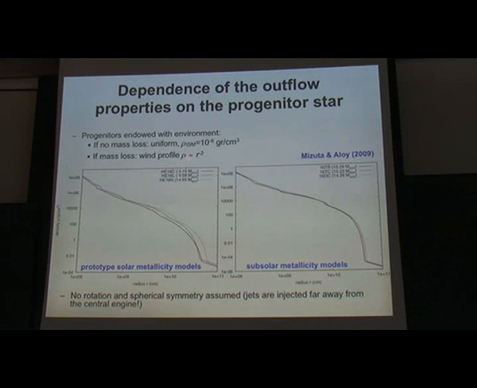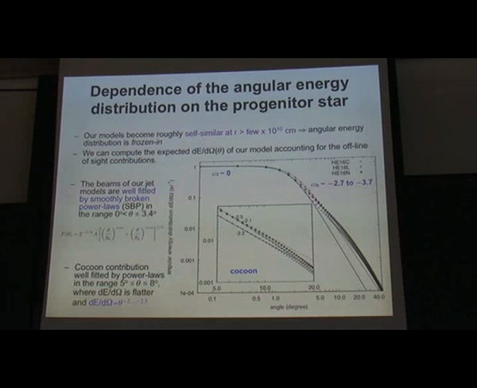Here you have some prototype examples of different classes of models: low, intermediate, and high mass. This is a spherically symmetric model, so this is the density profile versus radius, and this is for metal-poor models. Now, what we were more concerned about was the distribution of the energy per unit of solid angle when the jet breaks out of the surface of the star and evolves eventually, right?